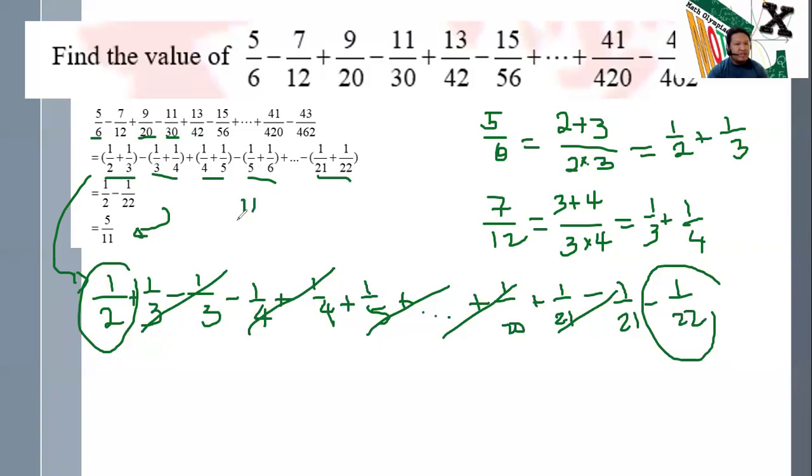It's 11 over 22 minus 1 over 22. That's 10 over 22, or 5 over 11. That's why the answer is 5 over 11. I'm hoping this one is clear.